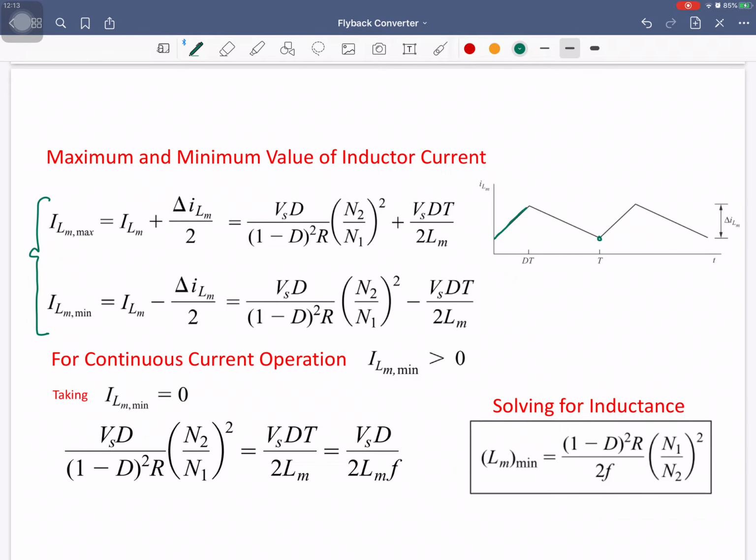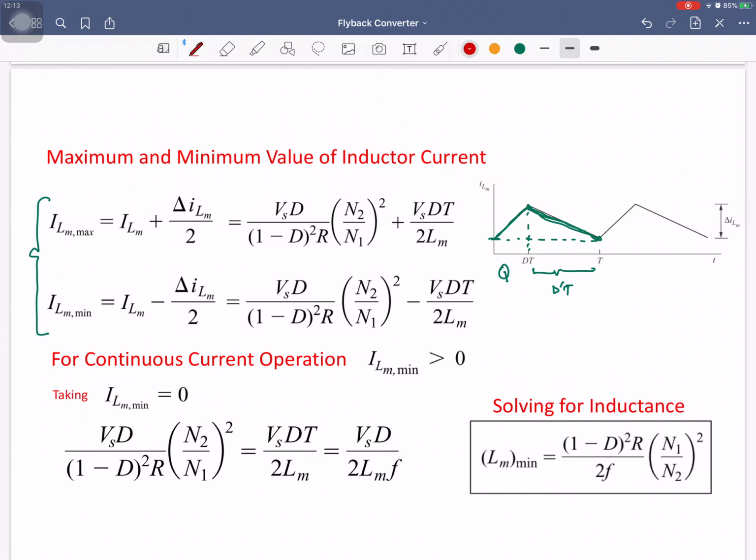Now for continuous current, when you have turned on the switch, Q is on, up to interval dt, the current increases from some value to the maximum value, and then when you have turned it off, for this interval d prime into T, the current will be decaying. So for continuous current, it must not reach 0. Rather, it should reach back to the same level of current that was there at the start of the cycle.